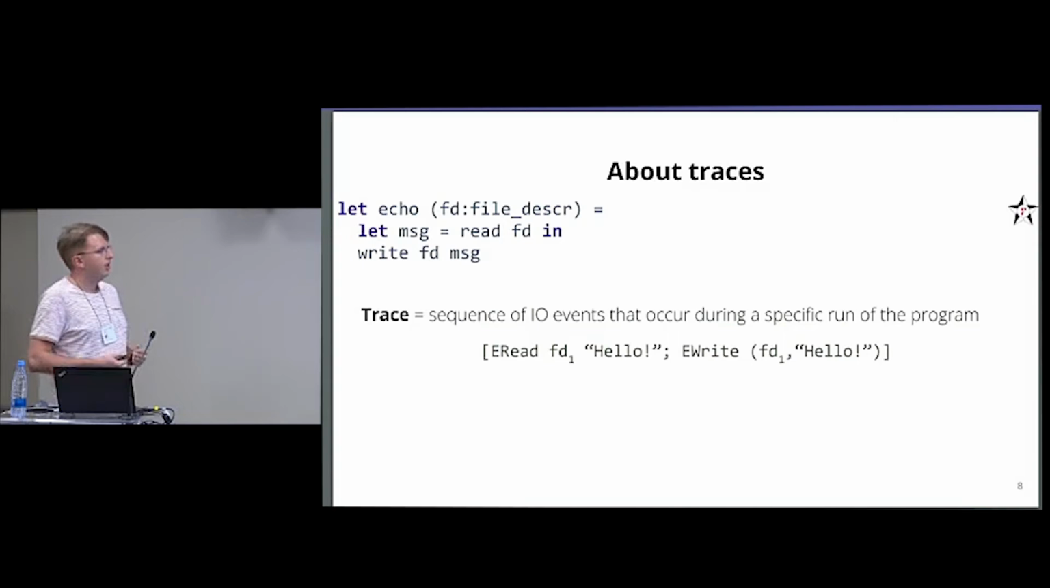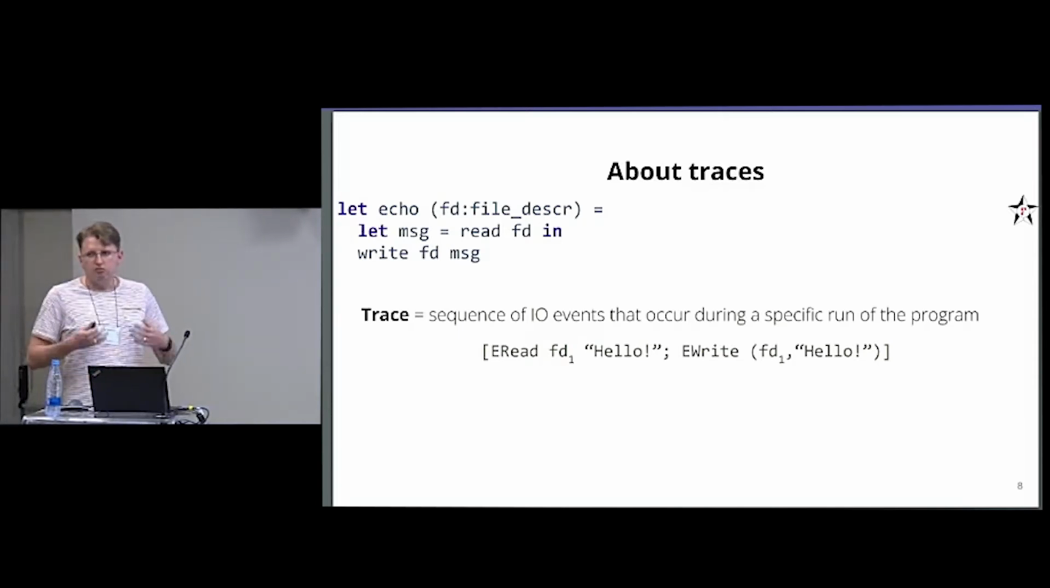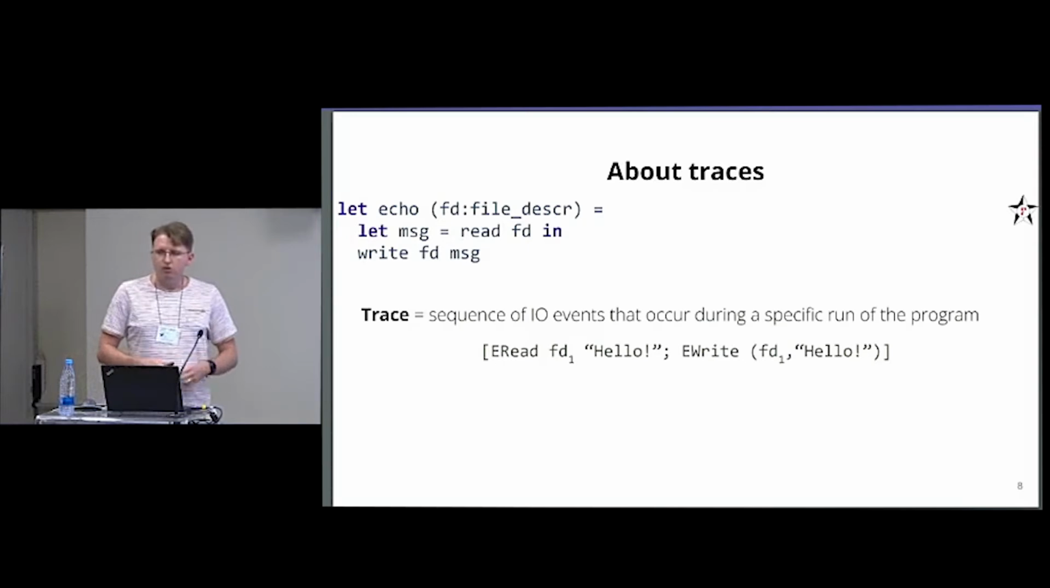So what is a trace? We heard about it a presentation ago, but I repeat it. For each IO primitive, read and write, these produce an event. And each time the program runs, it creates a different trace. So a possible trace is this, where it reads a hello from the file descriptor 1, and then writes back hello to the same file descriptor. And an echo program, any program actually, produces a lot of traces, probably an infinite number.